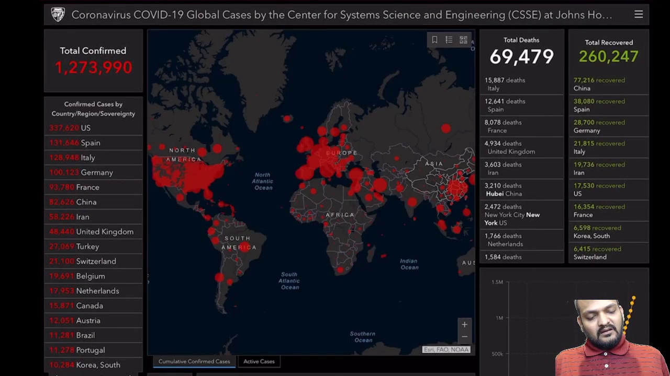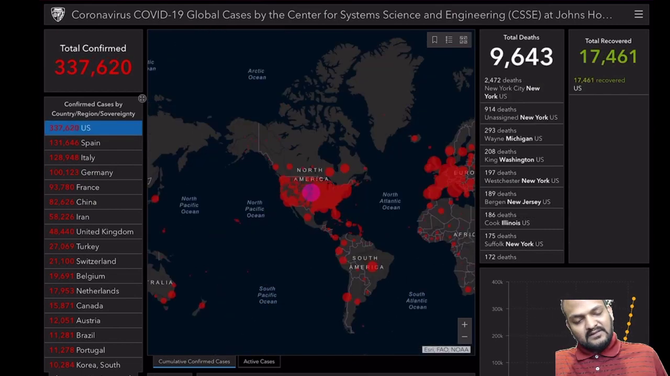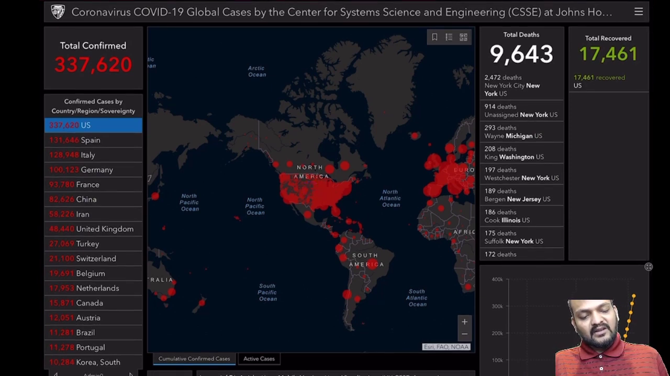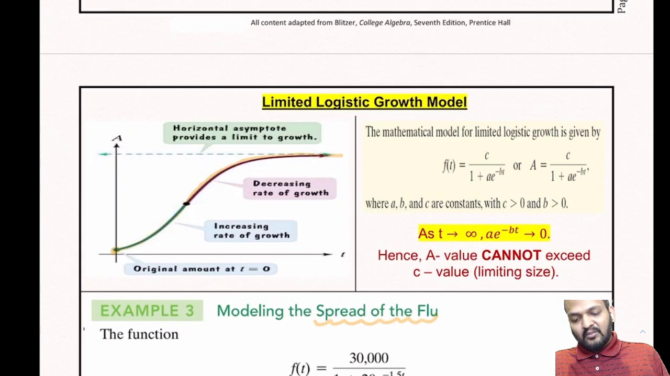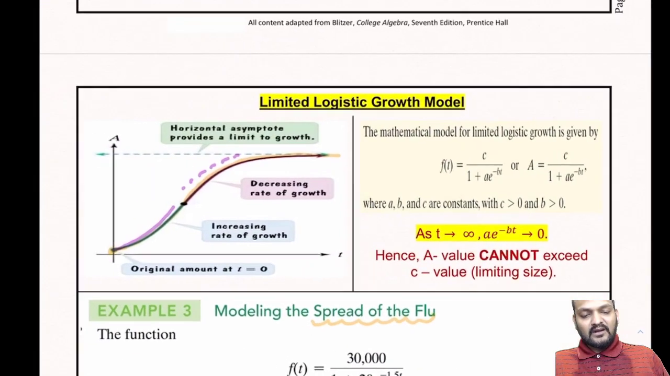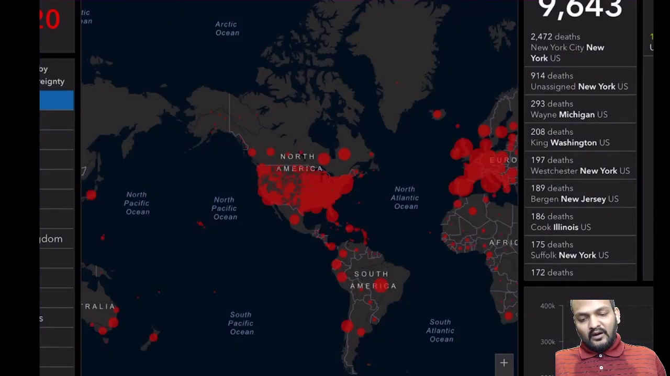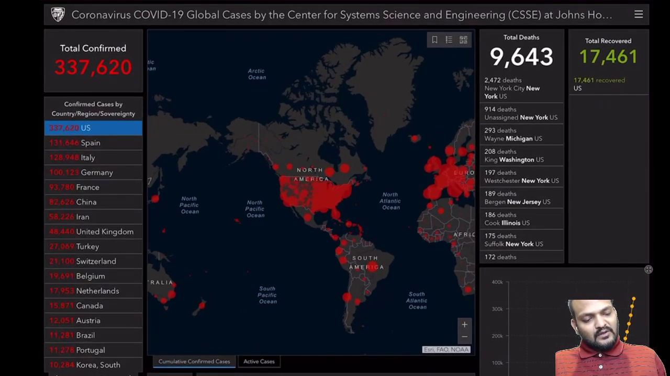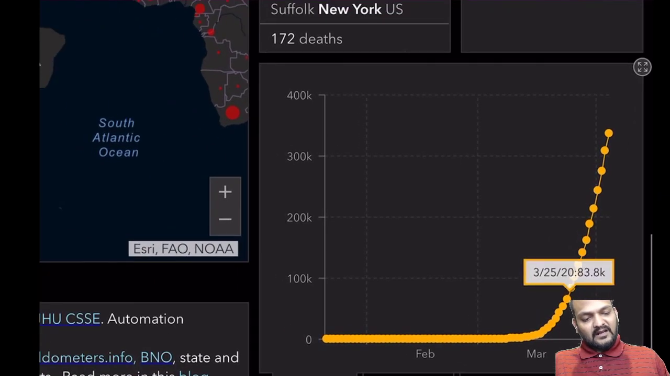If you look at the US, you see that the growth keeps on going. We haven't reached this particular point yet. We are still somewhere over here, which means we still have maybe, I don't know how long, hopefully sooner, but we don't know how long it's going to take. So that's where we are. It kind of grows like this.